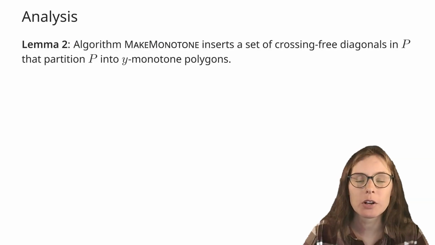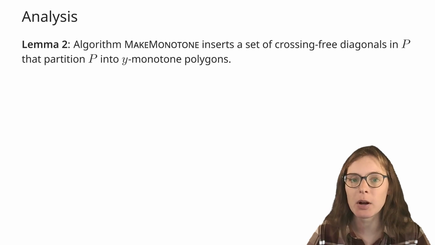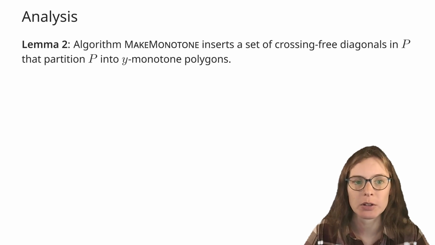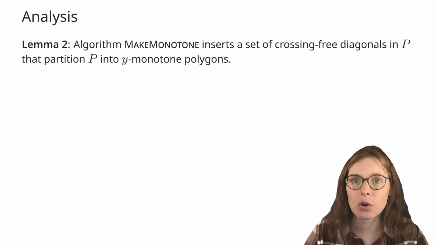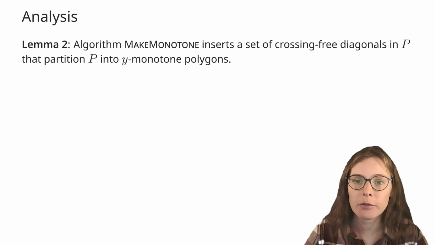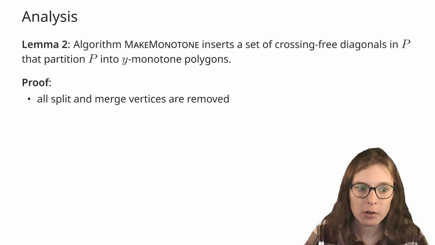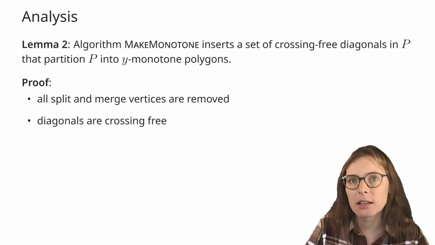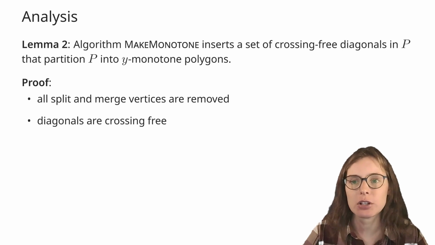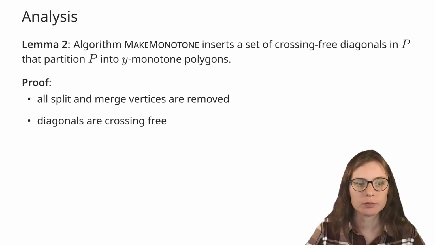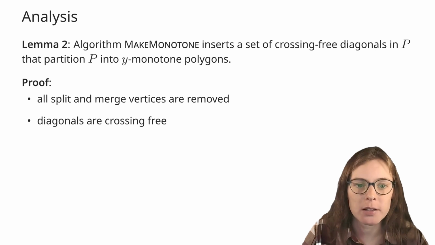We now are going to analyze the described algorithm of partitioning a polygon into y-monotone components. First, we're going to prove the correctness. And to do so, we're going to prove that first, all the split and merge vertices are removed, and second, that we do not introduce any intersections by inserting the diagonals the way we do. The first claim is straightforward by construction.